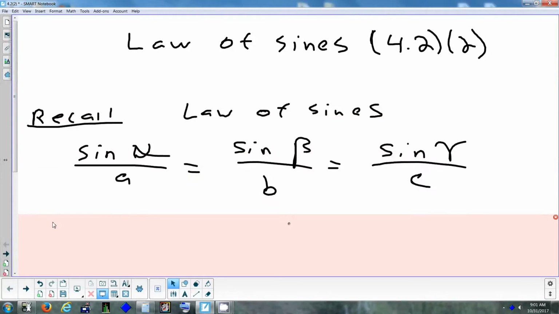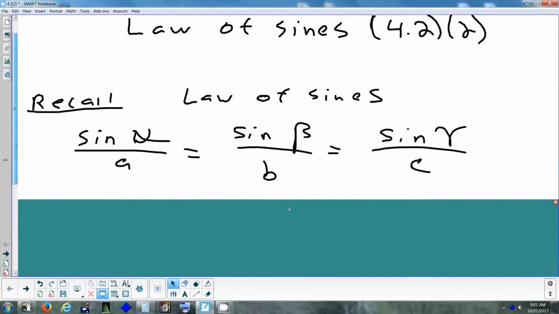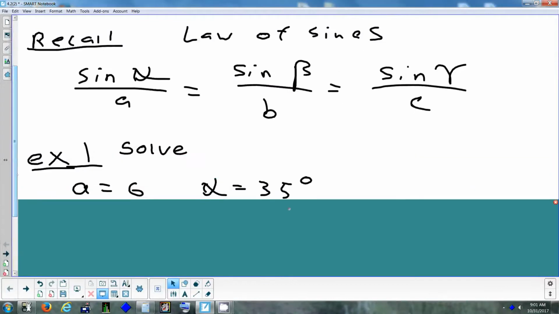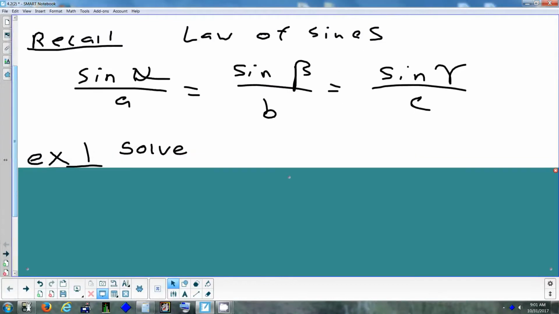For anybody that wasn't here yesterday, that's the law of sines. If you were here, you already have that in your notes. And really, there's no new ideas I need to explain. We're just going to use that formula and solve problems exactly like we did yesterday. The idea here is you only use two parts of this law at a time: either the first two parts, the last two parts, or the first fraction and the last fraction.